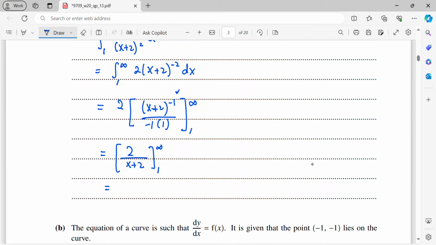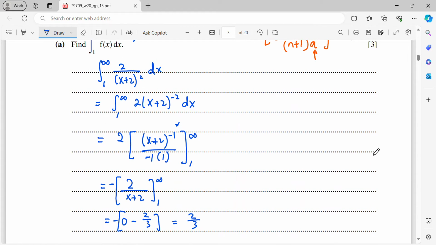Now, when you replace the x by infinity, the denominator is a huge number, infinity plus 2. Whenever a number is divided by infinity, it is a small value; it approaches 0. That's why here I will just write 0. There is a negative outside, so I will write negative. Then minus, when x is the lower limit, x is replaced by 1. So I will get 2 over 3. So at last, the answer is basically just 2 over 3. So this is the integration.